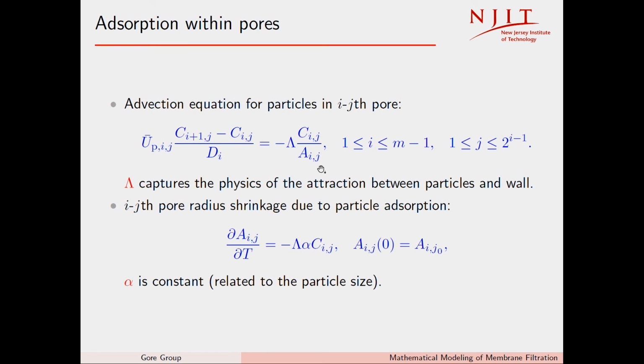So next we use the advection equation for the particle, which is this equation here. Also, the pore radius decreases proportional to the particle concentration, so the more concentrated the particles at that pore, the faster the radius decreases. We have these terms where gamma is basically the attraction between the particle and wall based on the chemistry of the pore material, and alpha is just some constant that relates to the size of the particle.